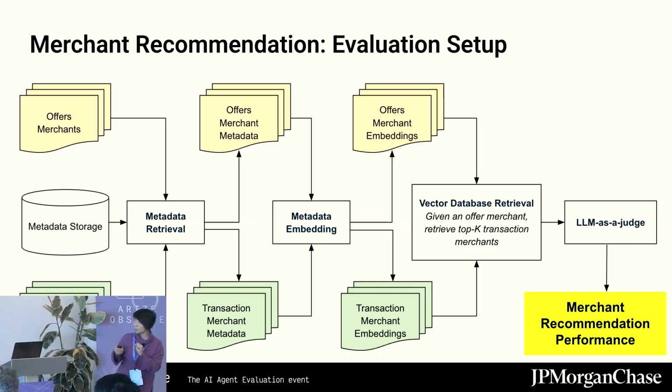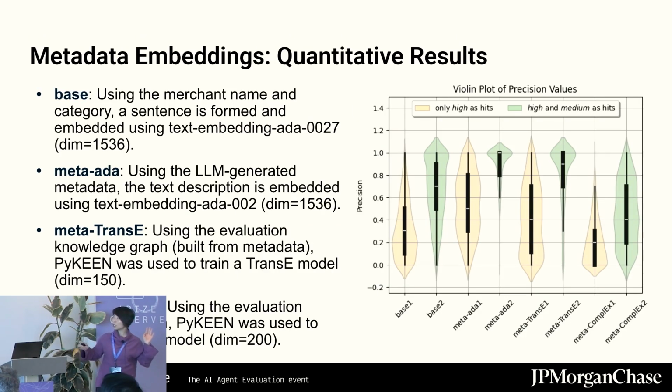We would embed them. And then in this case, I decided, based on an offer, so using one offer merchant, to fetch the most similar merchants from the transaction merchant population. Again, it's symmetric, so you can always do it the other way around. I just decided to do it this way. And then apply LLM-as-a-Judge to get some performance numbers.